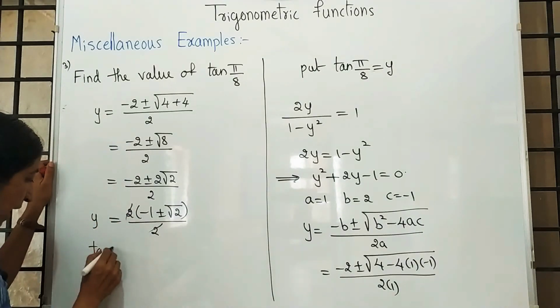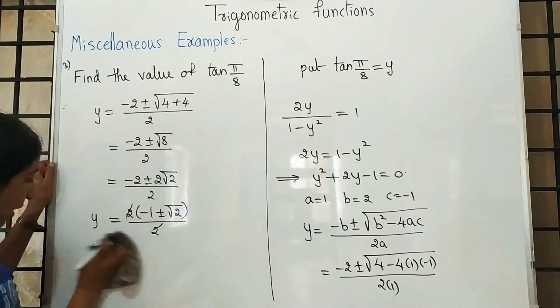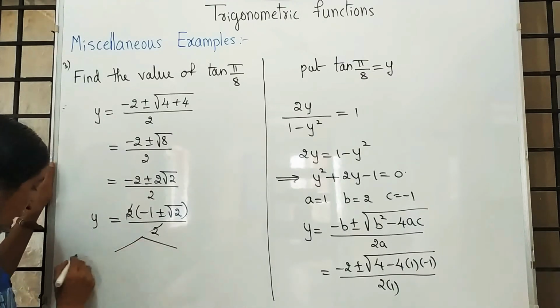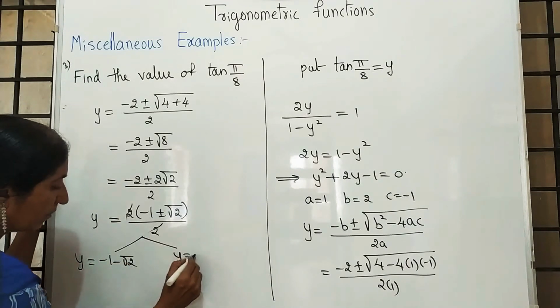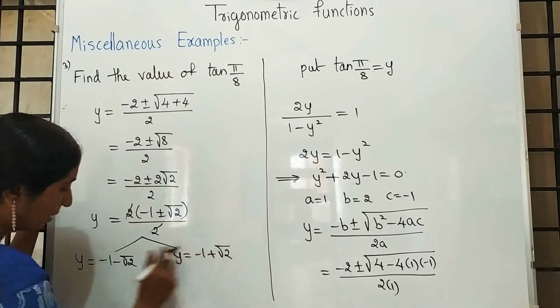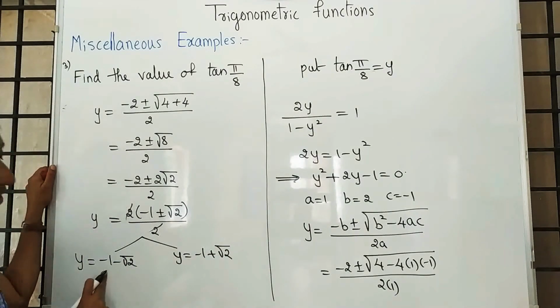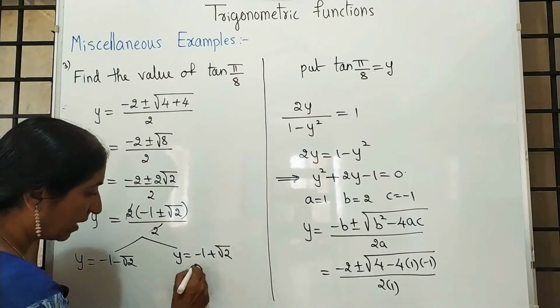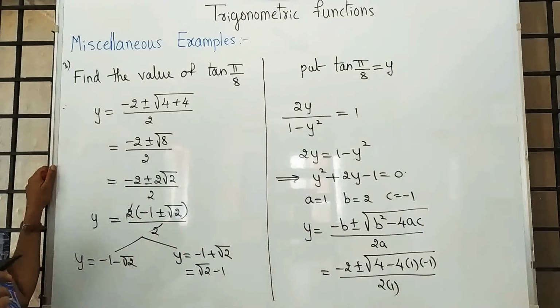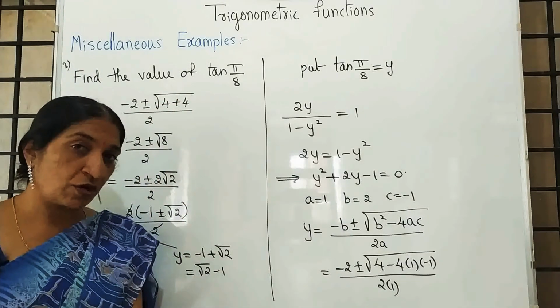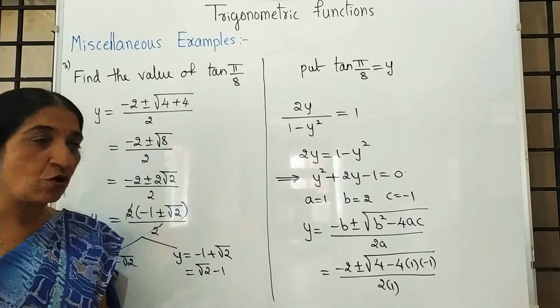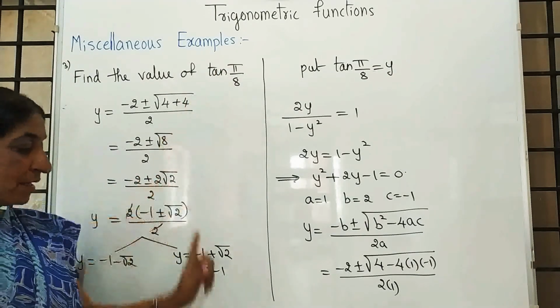y is tan pi by 8, or you can write y is equal to -1 minus root 2 or -1 plus root 2. The first one is a completely negative term, but this we can write as root 2 minus 1, and remember root 2 is bigger than 1, so it is a positive value, and pi by 8 lies in the first quadrant. Pi by 8 lies in the first quadrant, therefore tan pi by 8 is a positive value.